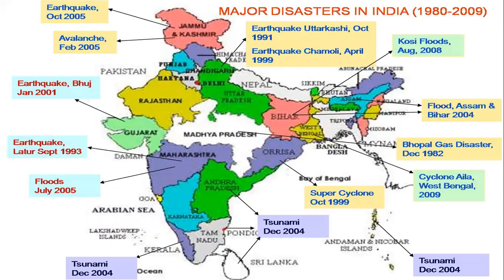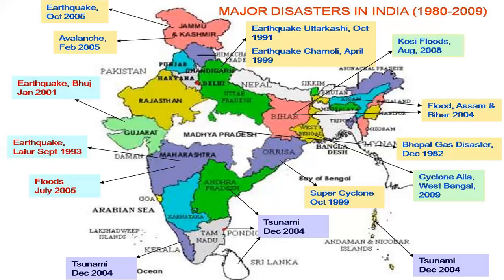These are the major disasters which India has faced from 1980 to 2009. 1991 earthquake in Uttarkashi, Uttarakhand, and earthquake in Chamoli 1999, super cyclone Odisha 1999, which we have discussed, Bhopal gas disaster, a man-made disaster in 1982, then Bhuj earthquake 2001, an example of a natural hazard, a disaster, then 2004 Indian Ocean tsunami, after which the Disaster Management Act came into force in India, then earthquake and avalanche in Jammu and Kashmir in 2005.